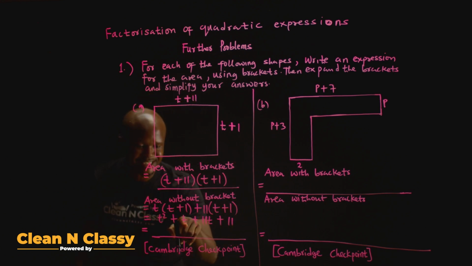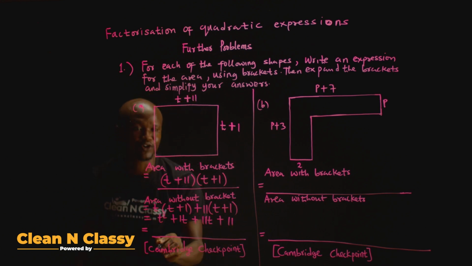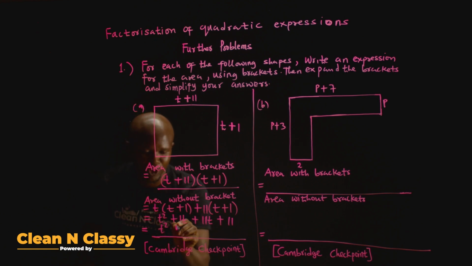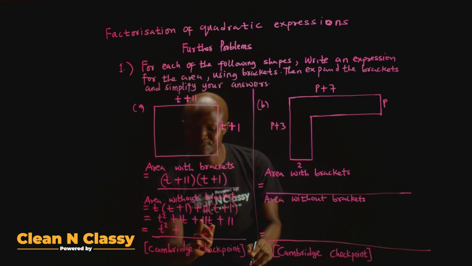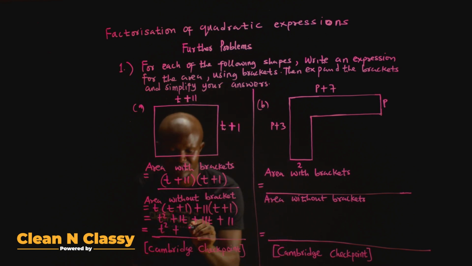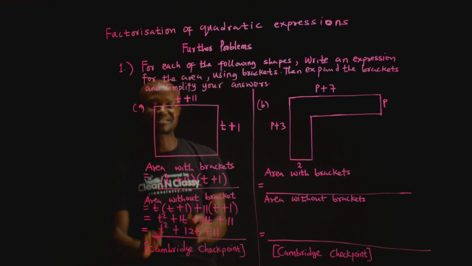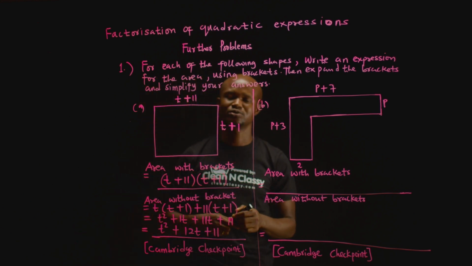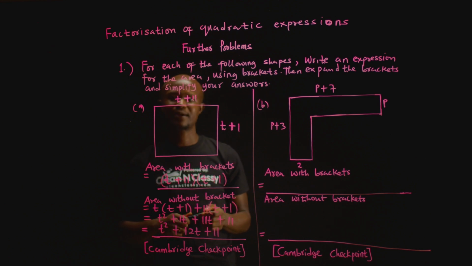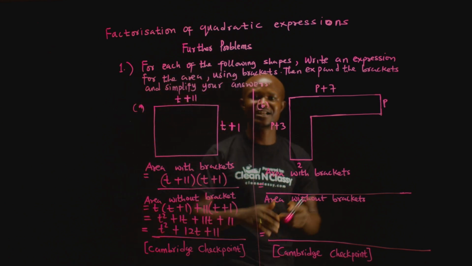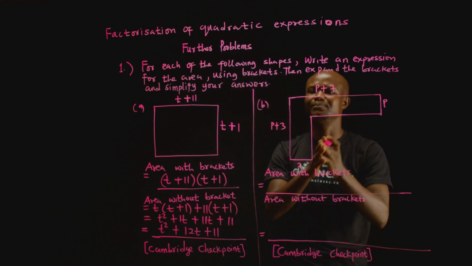Now, t is the same thing as 1t, don't forget. So we now have our final answer as t squared plus 1t plus 11t, that is t squared plus 12t plus 11. That is the solution to problem 1, problem A, the first part. Now let's look at the second problem.